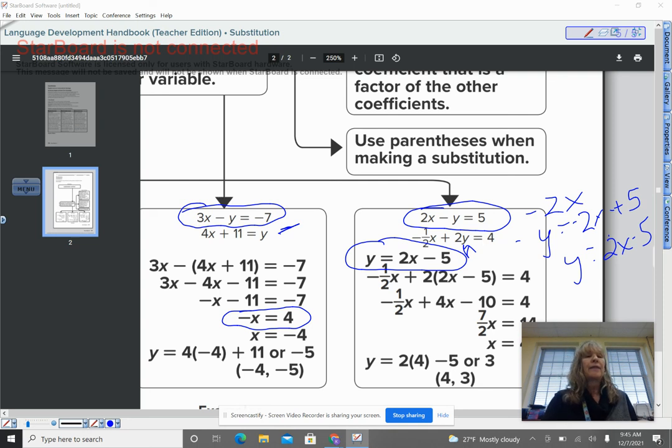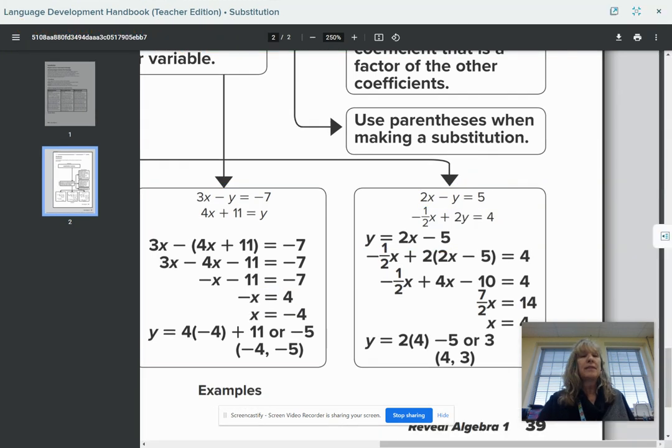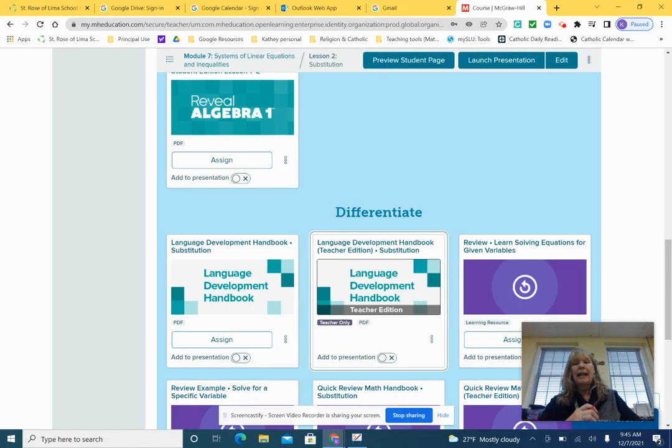My last strategy that I would like for you to use is that you need to use parentheses when you make your substitutions, and that just keeps everything in an orderly fashion. So I've given you 3 tips. I hope that these tips have served you well, and you'll learn more about this in class.